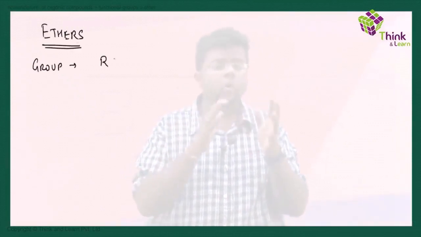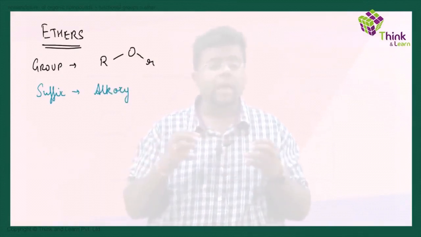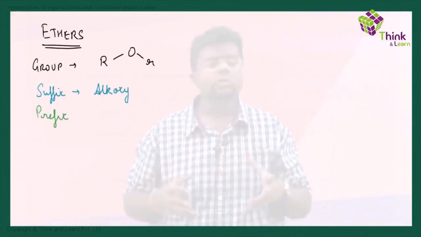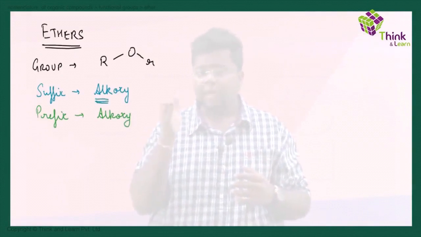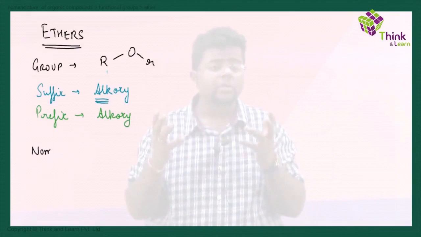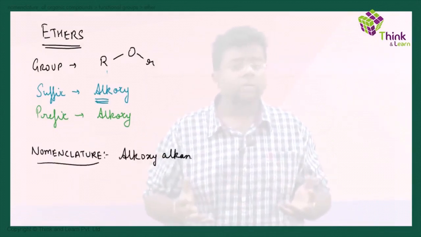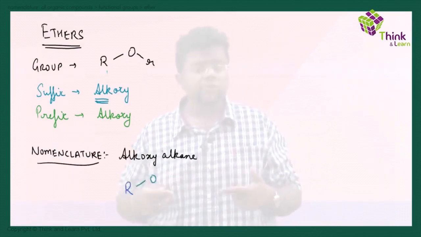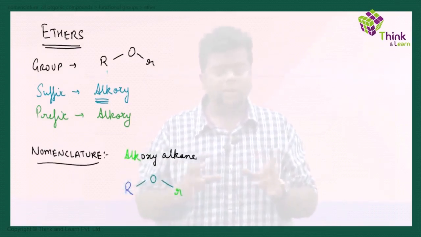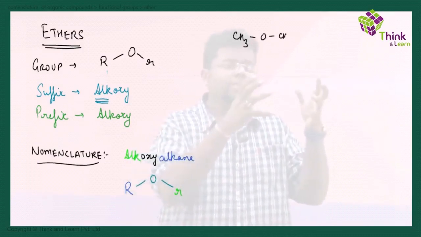So now let's see another functional group. Yes, this is called ethers, and the group is ROR. Suffix would be alkoxy alkane, and the prefix would just be alkoxy. So the first alk over here represents the smaller carbon chain, and the other one represents the bigger carbon chain. So for the nomenclature also, the name becomes alkoxy alkane. If I represent it with different colors and correlate, you will be easily able to see what the nomenclature should be.